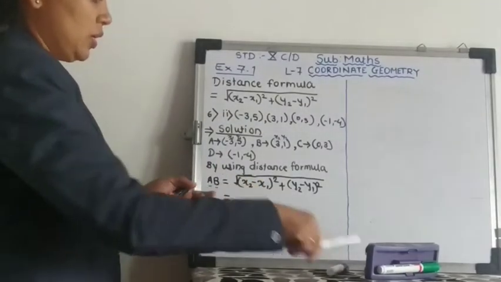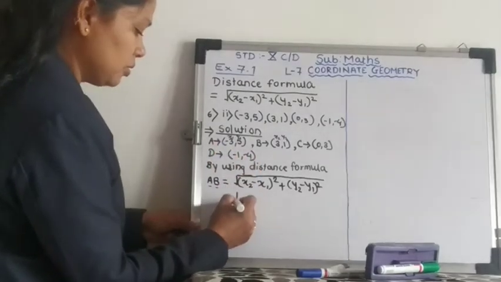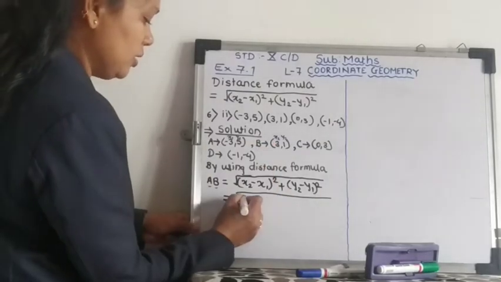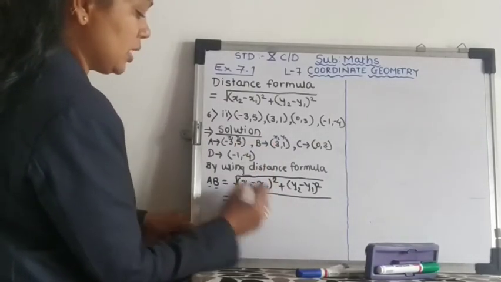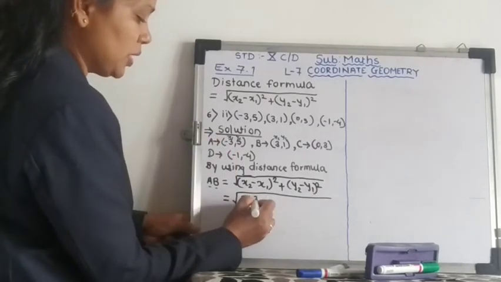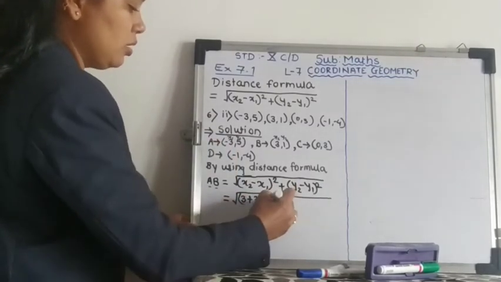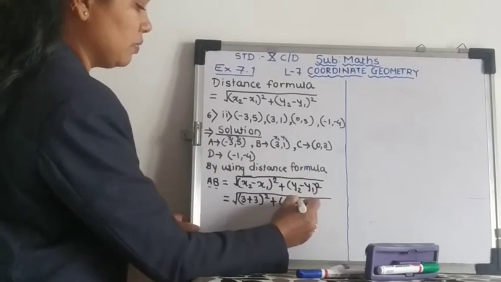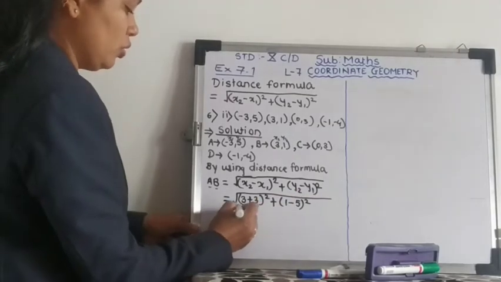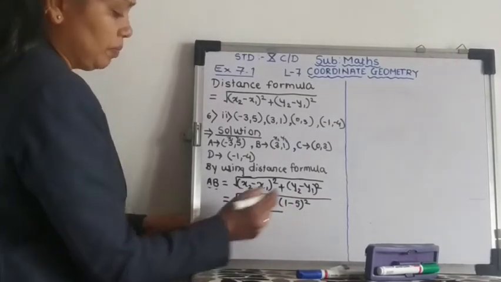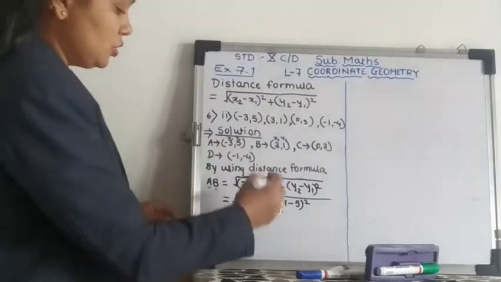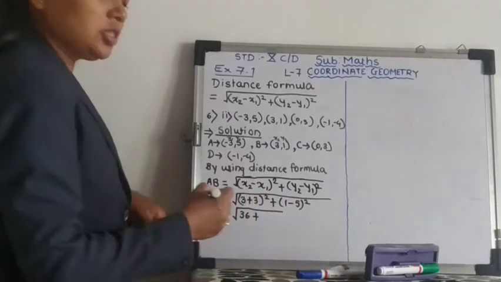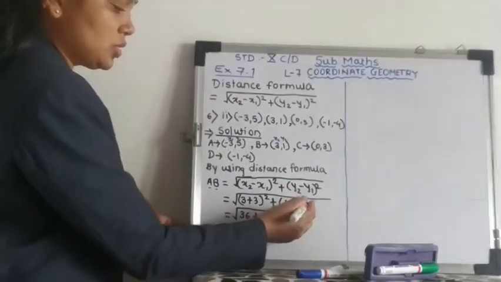Now use this in the formula. x2 is 3, so 3 minus minus 3; this minus becomes plus, so plus 3, whole square, plus y2 minus y1, that is 1 minus 5, whole square. Don't forget to write the bracket square. Now 3 plus 3 is 6, so 6 square is 36, plus 1 minus 5 is minus 4, and minus 4 square is 16.